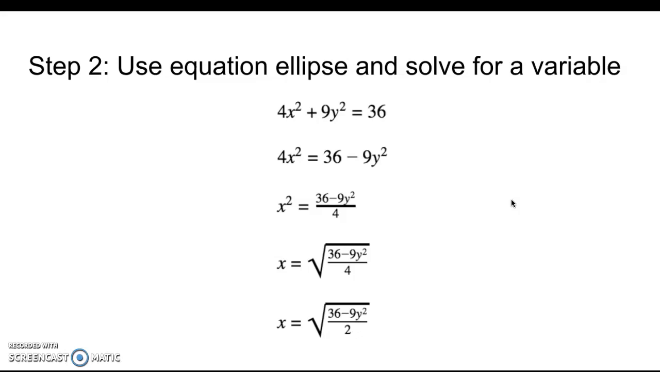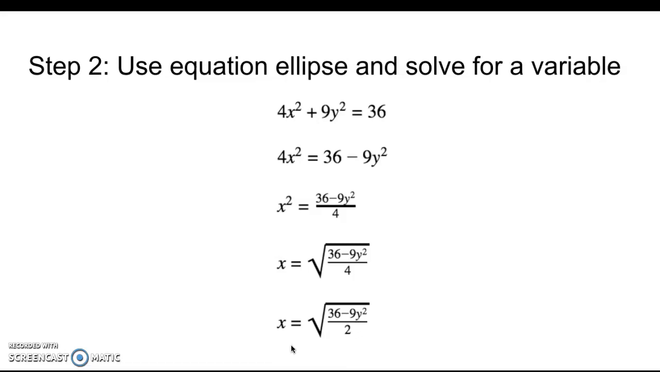So in order to do this, we're going to use the equation of an ellipse and solve for a variable. In this case, we'll be solving for x. The first thing you want to do is subtract 9y squared on both sides in order to get 4x squared alone and isolate x. Then divide by 4 on both sides. After that, you want to square root it in order to isolate x, and you should be left with x equals the square root of 36 minus 9y squared, over 2.